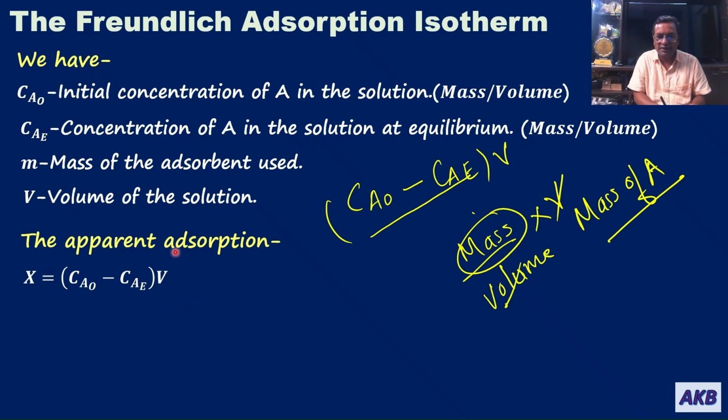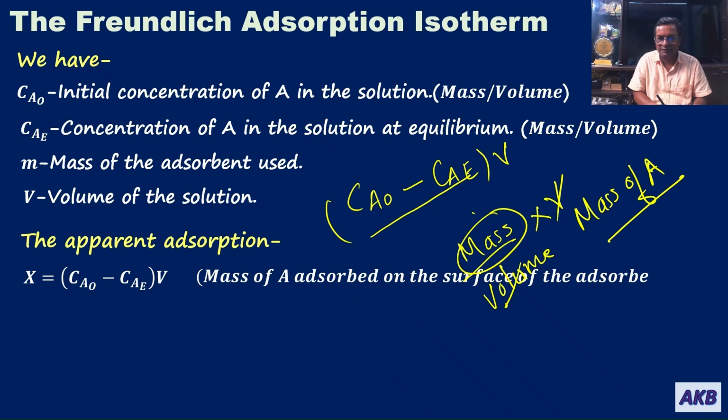Are you understanding it? So the apparent adsorption is defined in this way. We are going to denote it as X. It is the mass of A that has adsorbed. So it will be Ca0 minus CAE into V. Mass per unit volume into volume, so you are left with mass. Initial mass per unit volume minus mass per unit volume at equilibrium, into volume, will give the mass of A that has adsorbed on the surface of the adsorbent. I hope you have understood this. If you have any doubt, please let me know. So the apparent adsorption, capital X, is equal to Ca0 minus CAE into V.